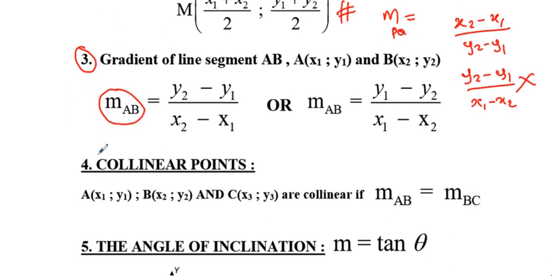The byproduct, or the continuation, of gradients is the following. Collinear. Three points are deemed to be collinear if they lie on the same straight line. So if these three points A, B, C are collinear, then to prove they are collinear, one must calculate the gradient of AB and the gradient of BC. If they are equal, then you prove that the lines are on the same straight line, hence collinear.